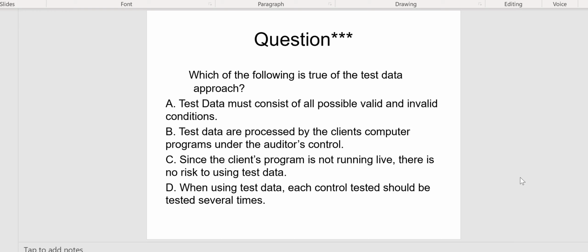C, since the client's program is not running live, there is no risk to using test data. Wrong. We said we're actually corrupting the data for a time, and we're going to have to get that information off the system, otherwise it'll become part of the permanent system. D, when using test data, each control tested should be tested several times. Doesn't need to be tested more than once, because if a computer is processing this correctly when we test it, then it should be processing this correctly all the time. It should have processed this correctly during the whole period under audit.